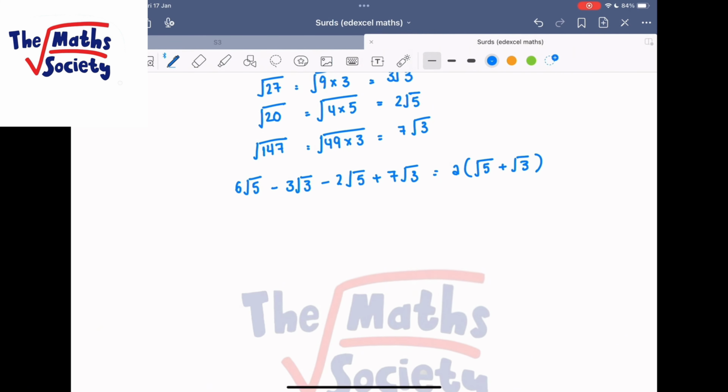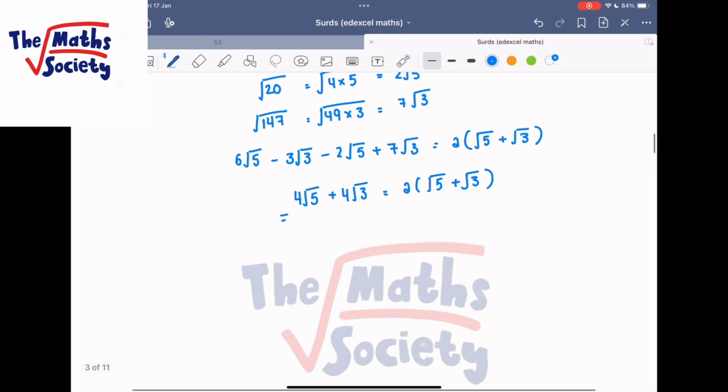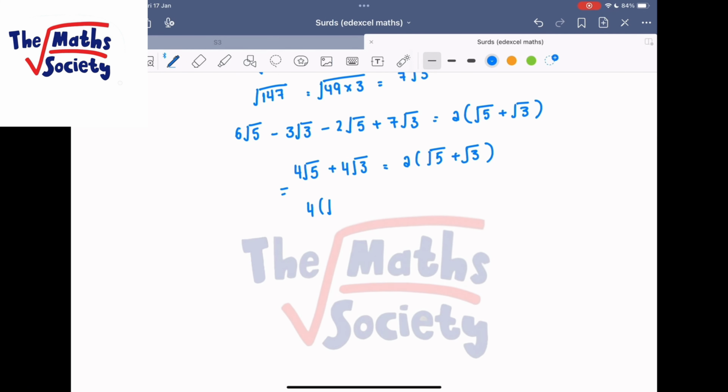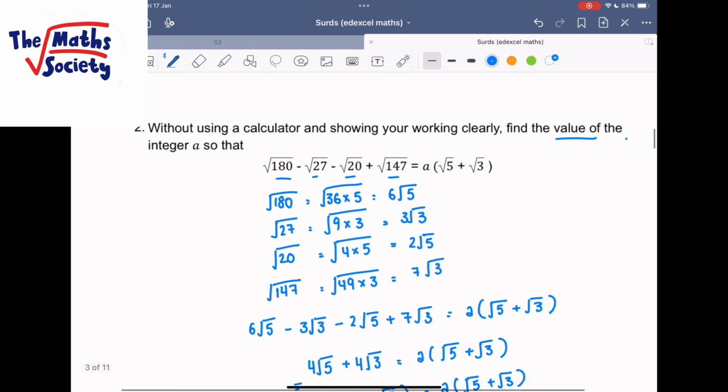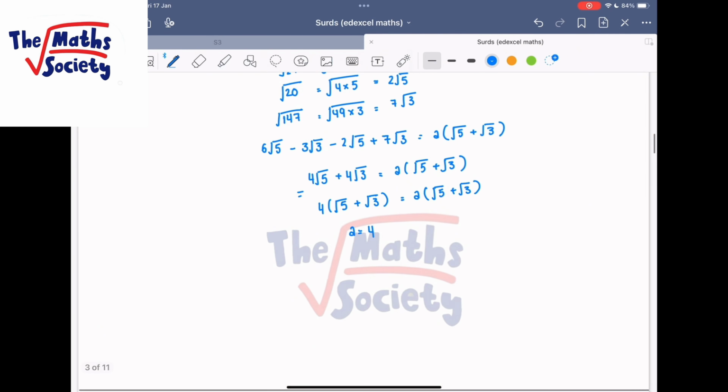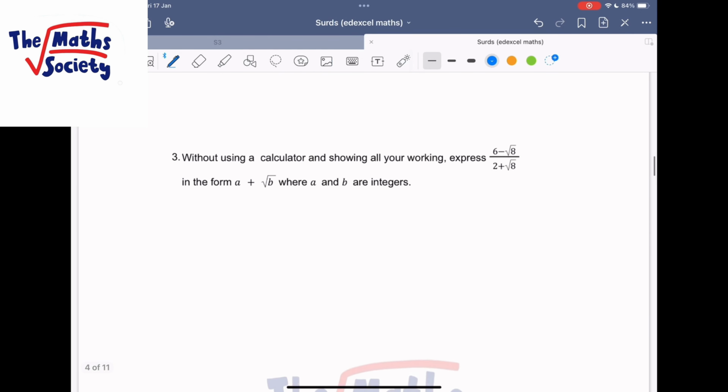So let's try to solve this first. So we have 6 root 5 minus 2 root 5, that's 4 root 5, minus 3 root 3 plus 7 root 3, that should be plus 4 root 3, and that has to equal a root 5 plus root 3. And in here we see that 4 is common, so we can take 4 out, so you'll have 4 bracket root 5 plus root 3, and that is equal to a bracket root 5 plus root 3. So then you will get an answer of a is equal to 4. And I think they just asked you for this, yeah, integer a. So we know that a will be equal to 4.